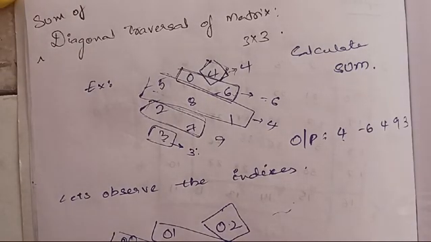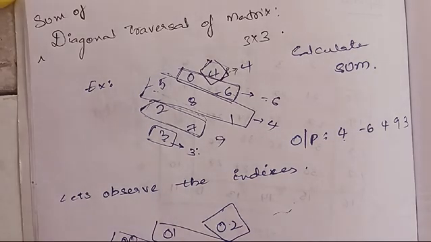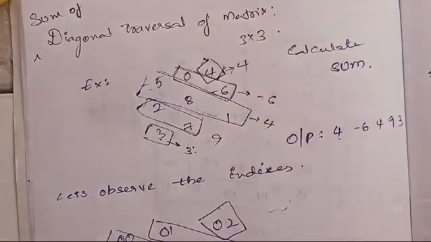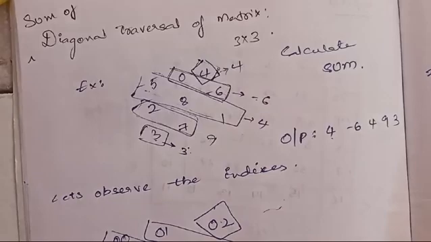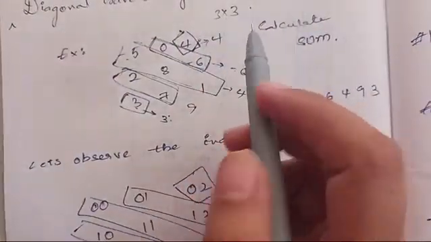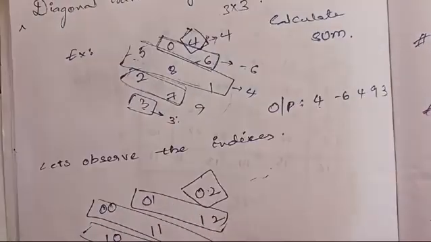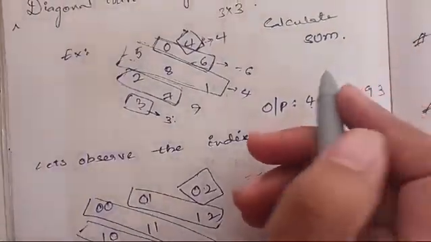Today we are going to code the problem Sum of Diagonal Traversal of a matrix. Before diving into the solution, let's discuss the question briefly with an example. We'll consider a 3 into 3 matrix with these values. Now we need to calculate the sum of diagonals.